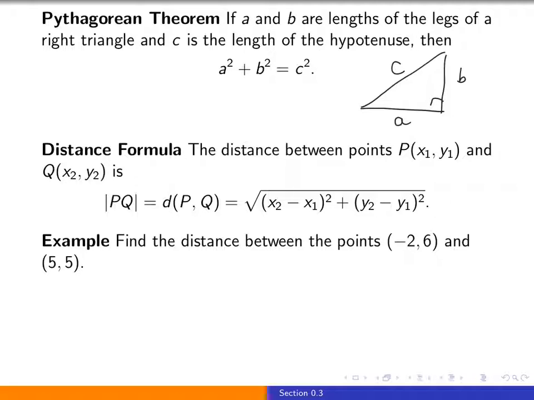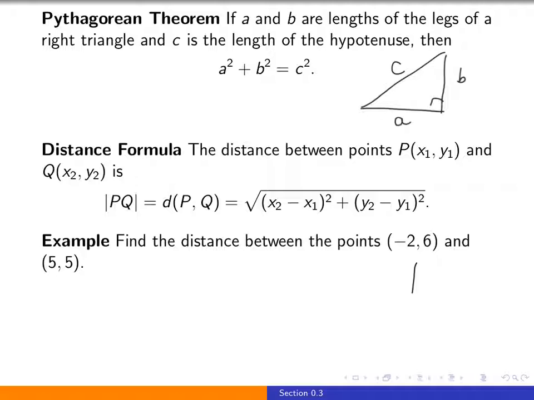And the Pythagorean theorem is used directly to come up with the distance formula. If you have 2 points in the coordinate system, x1, y1, and x2, y2, we will say the distance between P and Q, oftentimes expressed as the absolute value of PQ, is the square root of the difference of their x values squared plus the difference of their y values squared. And let's see how this comes from the Pythagorean theorem in this next example.